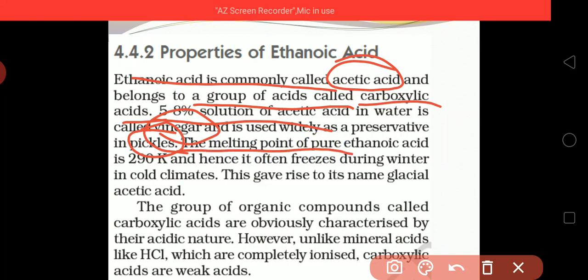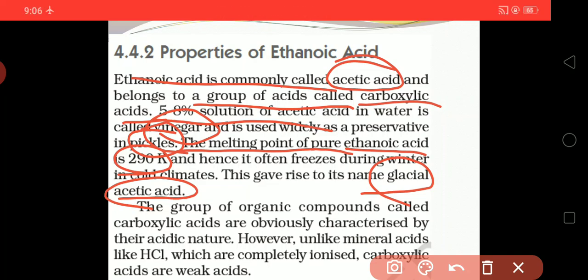The melting point of pure ethanoic acid is 290 Kelvin, and hence it often freezes during winter in a cold climate. This gives rise to its name, glacial acetic acid. So it is said to be glacial acetic acid.